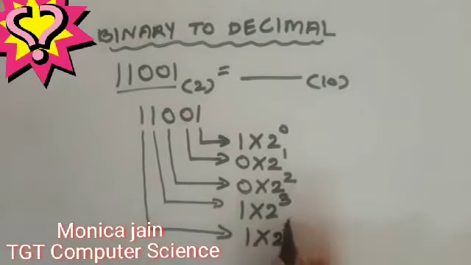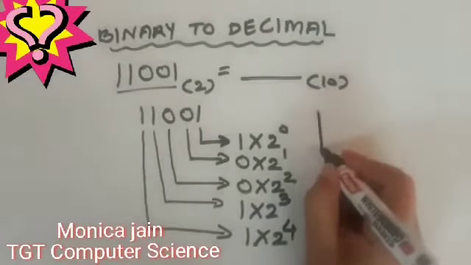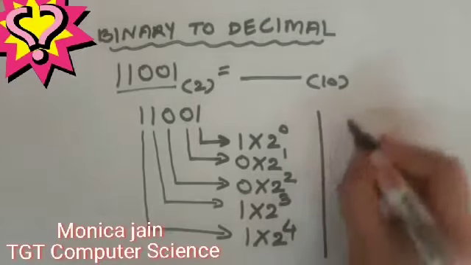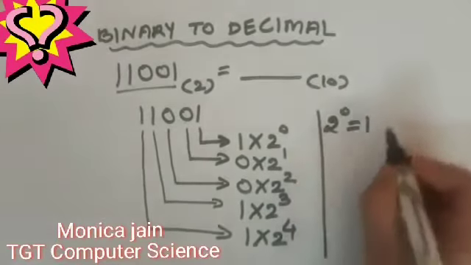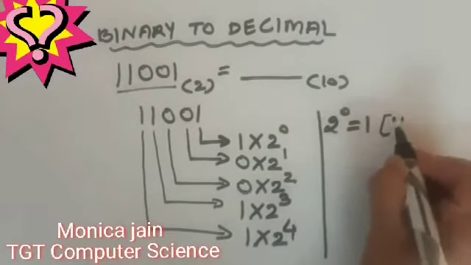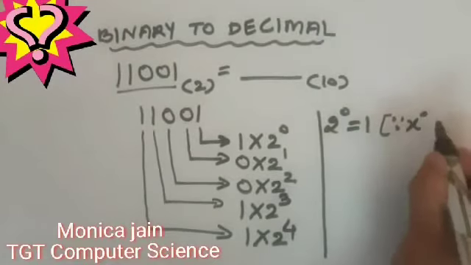And next digit is again 1. So we are taking 1 into 2 raised to 4. So from right to left, when we move in the digits, the weight of 2 goes on increasing. That is 2 raised to 0, 2 raised to 1, 2 raised to 2, 2 raised to 3, 2 raised to 4 and so on.